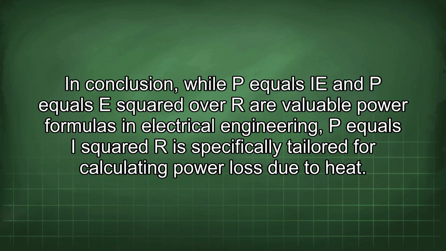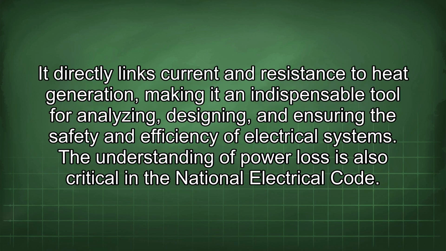In conclusion, while P equals I times E and P equals E squared over R are valuable power formulas in electrical engineering, P equals I squared R is specifically tailored for calculating power loss due to heat. It directly links current and resistance to heat generation, making it an indispensable tool for analyzing, designing, and ensuring the safety and efficiency of electrical systems. The understanding of power loss is also critical in the National Electrical Code.